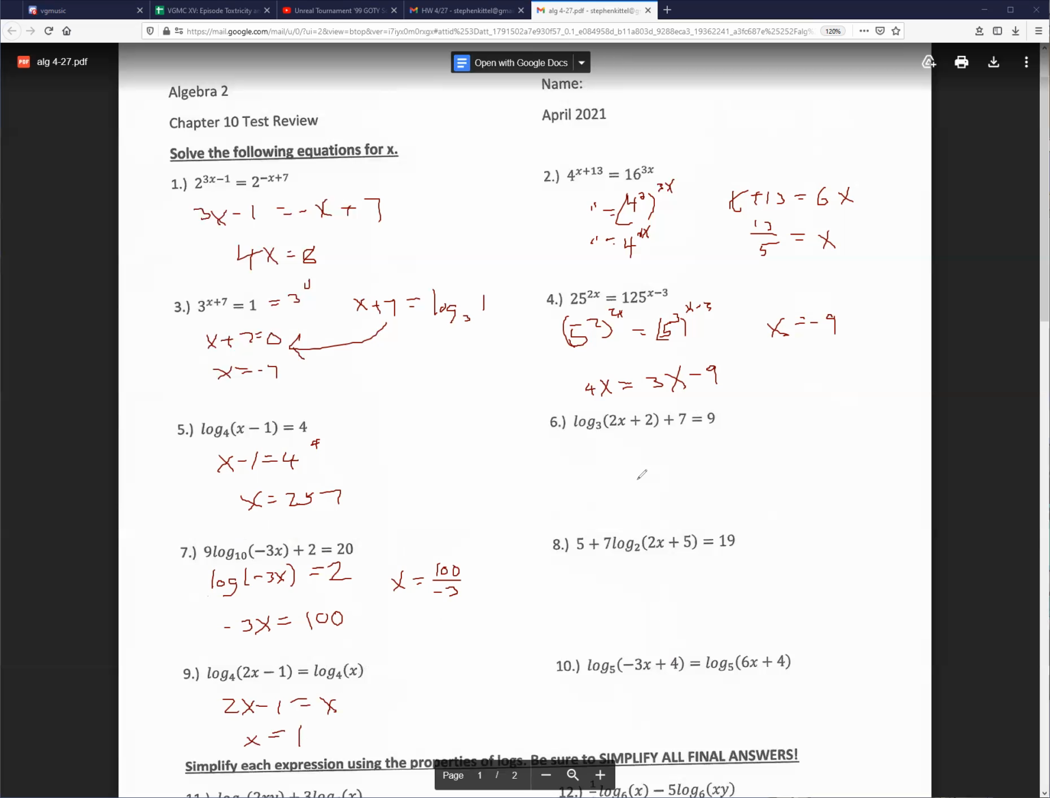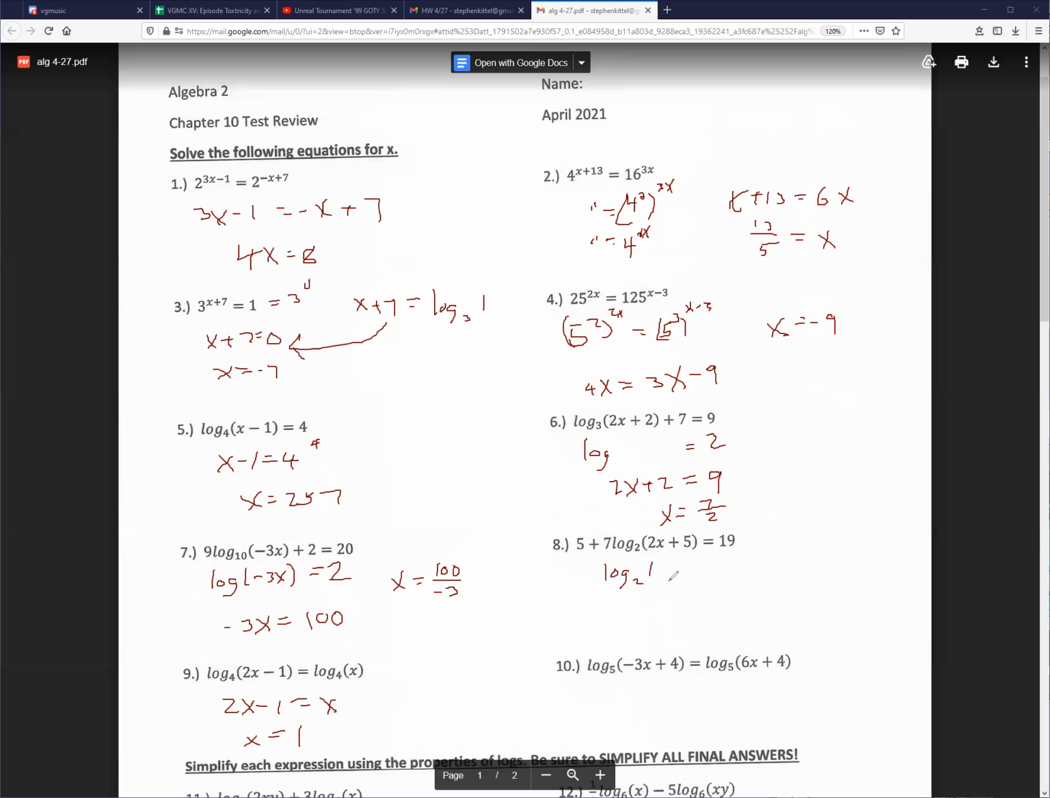We're going to subtract 2 to both sides. So the log is equal to 2. And then we'll do 3 to the on both sides. We'll get 2x plus 2 is equal to 3 to the second, which, hey, we're back to 9 again. Subtract 2 is 7. And then divide by 2, x equals 7 halves. Subtract 5, that's 14. Divide by 7, that's 2.